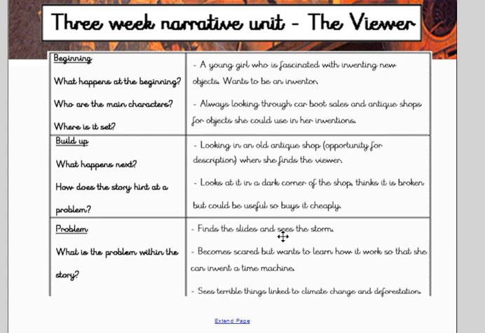So she's seen the storm, but she really wants to look. She really wants to put the slides in and have a look what's on them. But then she sees these terrible things, and I'm going to be describing things linked to climate change and deforestation. Okay, so I've chosen quite a modern, quite a recent problem. Okay, and that's what she's going to be seeing and describing, and I'll end with, will she look again?